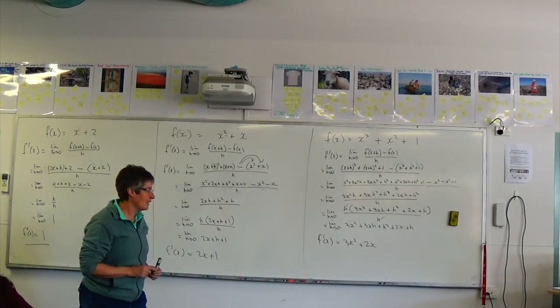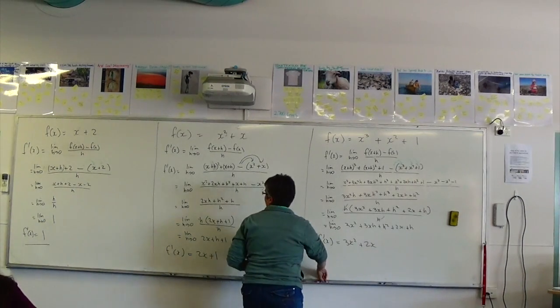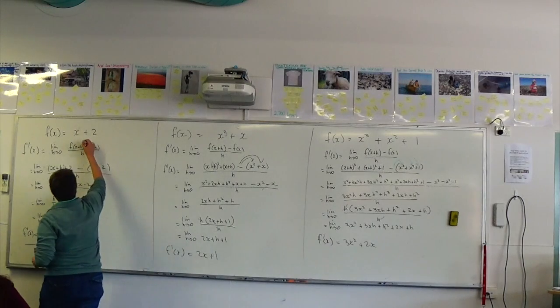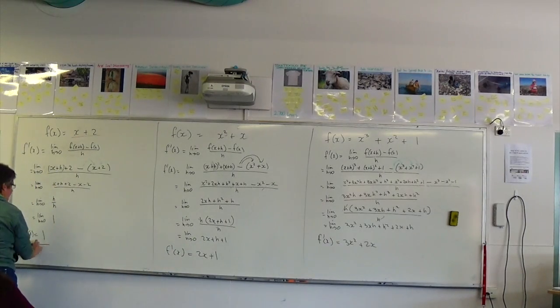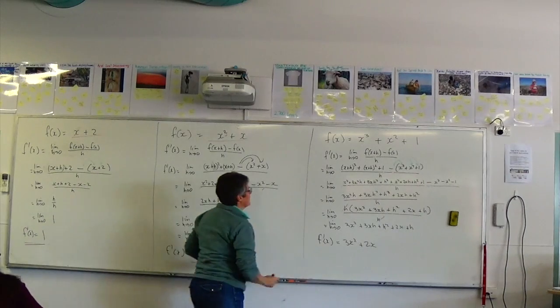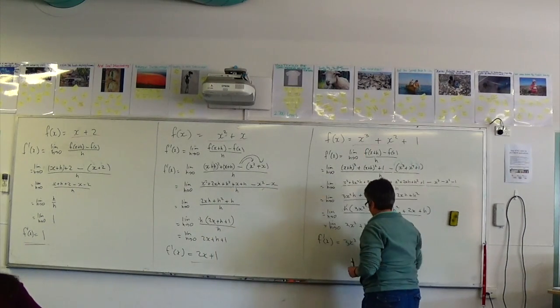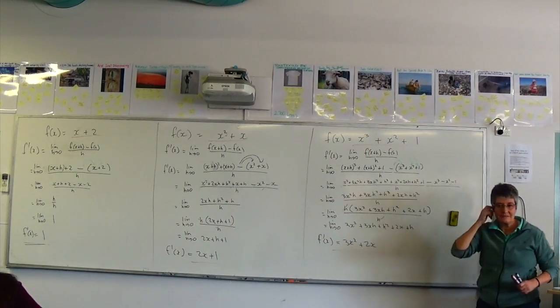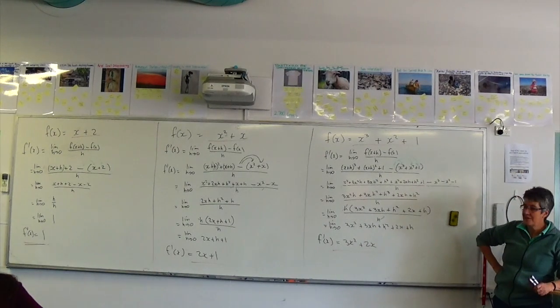Now, does anyone notice any patterns between this and this, this and this, this and that? Is it because you think of a square with the answers to x, and you put a cube with the answers to x? You're on the money. You're getting there.